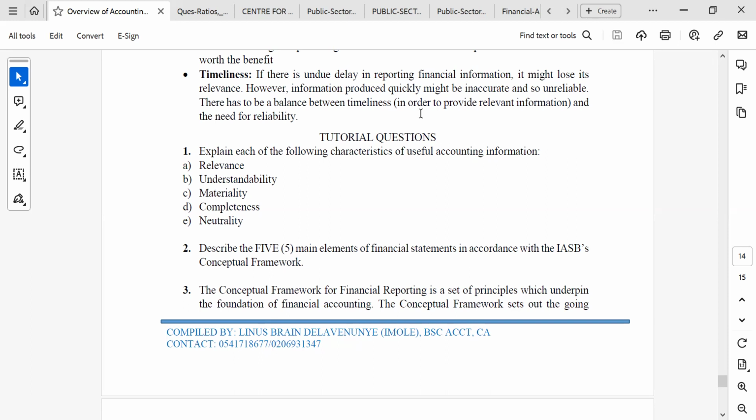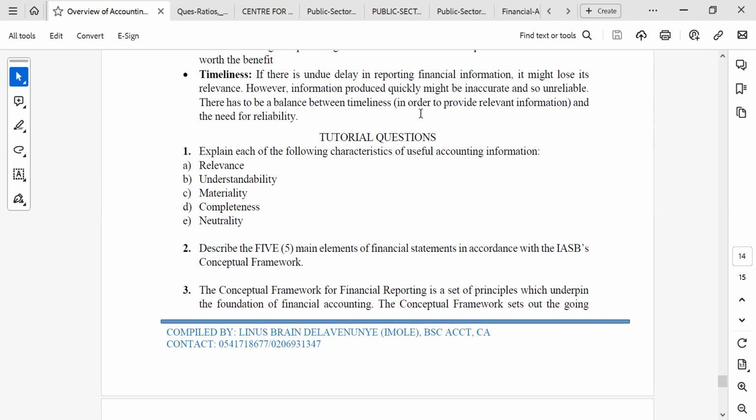Let's come to what we call understandability. What do you mean by understandability? Yeah, Edison. Okay, so understandability is a measure of how easily an individual can comprehend a company's financial reports or accounting information.